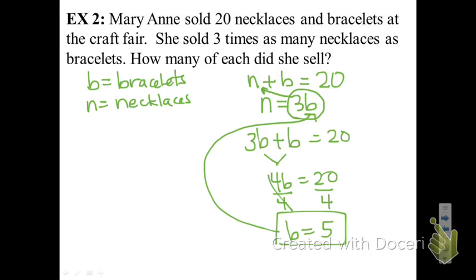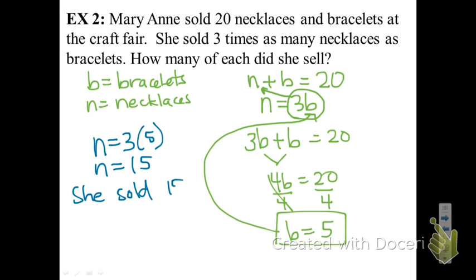And it will look like this. n equals 3 times b. b was 5. So 3 times 5 is 15. And we will write our solution like this. She sold 15 necklaces and 5 bracelets.